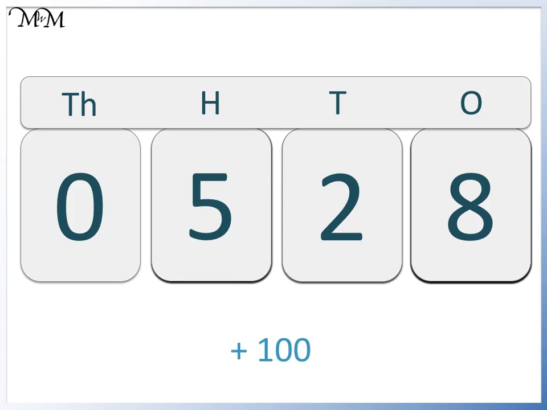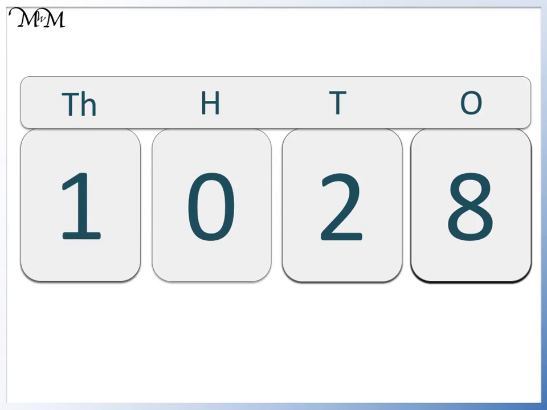528, 628, 728, 828, 928. If we add another 100, this means that we add 1 to the 9 in the hundreds column, and it becomes 10. We now have a 1 in the thousands column and a 0 in the hundreds column.